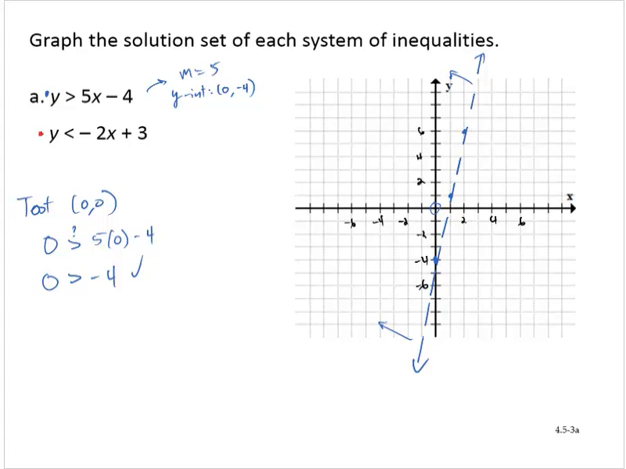I'll work in red for the second line. Notice that this is also in slope-intercept form with slope equal to negative 2 and y-intercept of (0, 3). So I'll plot the point (0, 3), and then the slope is negative 2, so let the line fall 2, run 1, fall 2, run 1 to get a couple of points. Again, since it's a strictly less than inequality, we will use a dotted or dashed line to mark this boundary.